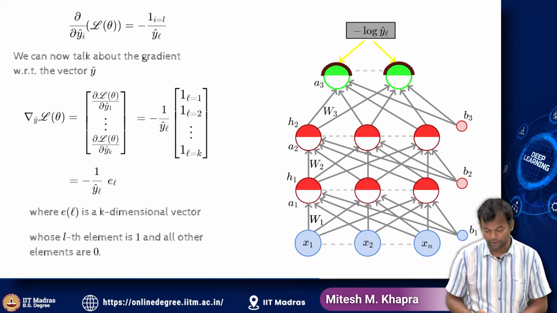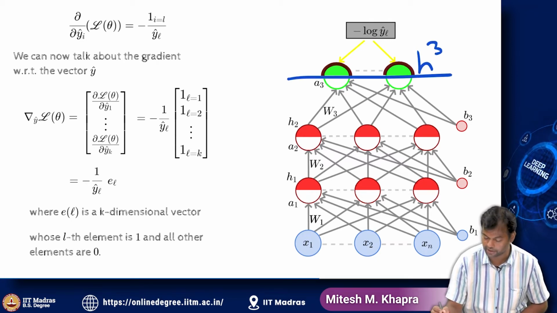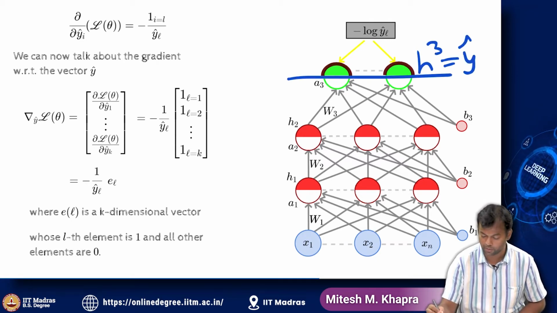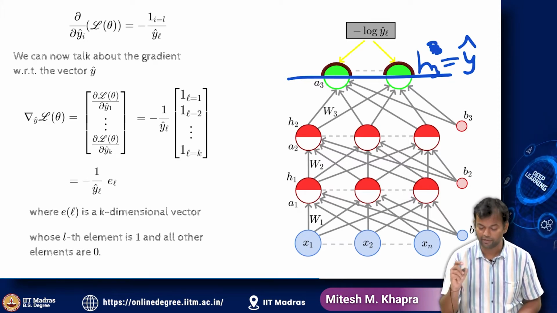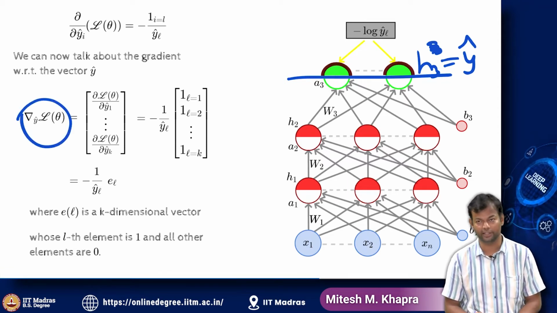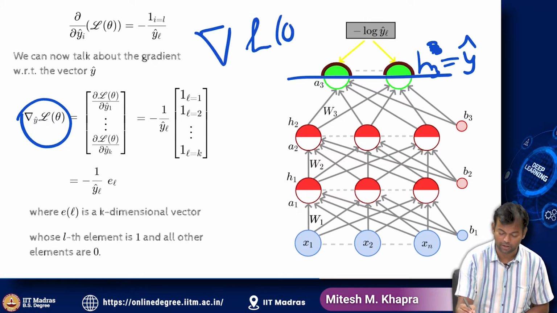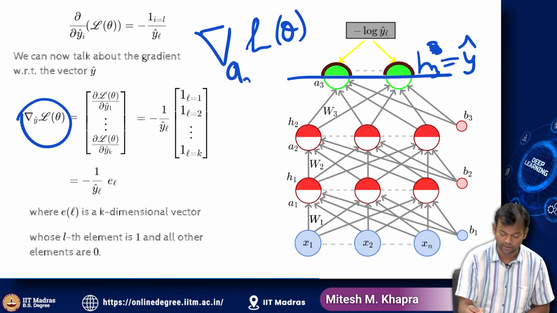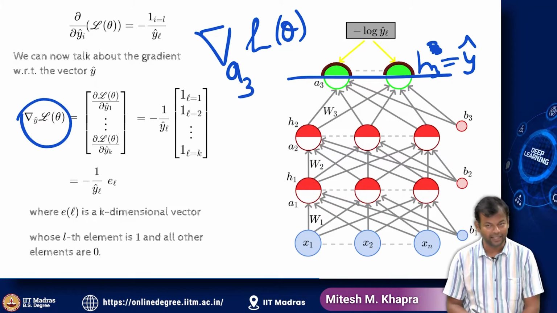So what have we been able to do so far? Remember that this part was h3, which was the same as y hat. Sorry, I should have written h3 in the suffix, right? So I have the derivative of the loss function with respect to y hat. But that is not the quantity that I was interested in. I was interested in the derivative of the loss function with respect to a3, or aL, because L equals 3 in this case, right? So that I have not done yet.